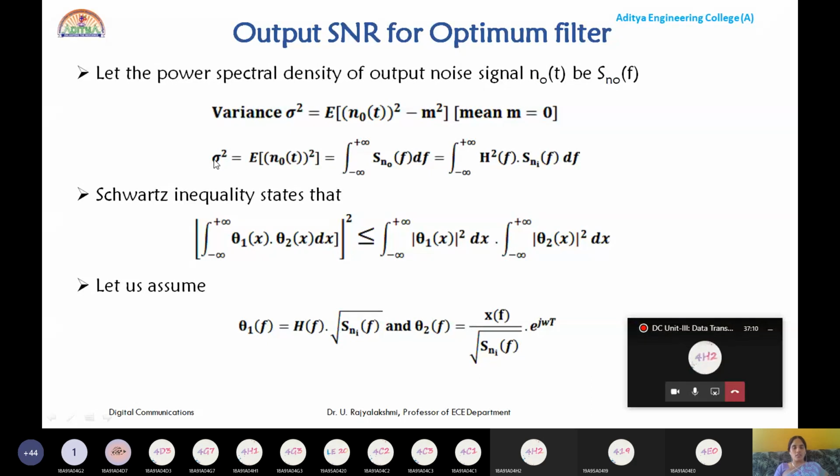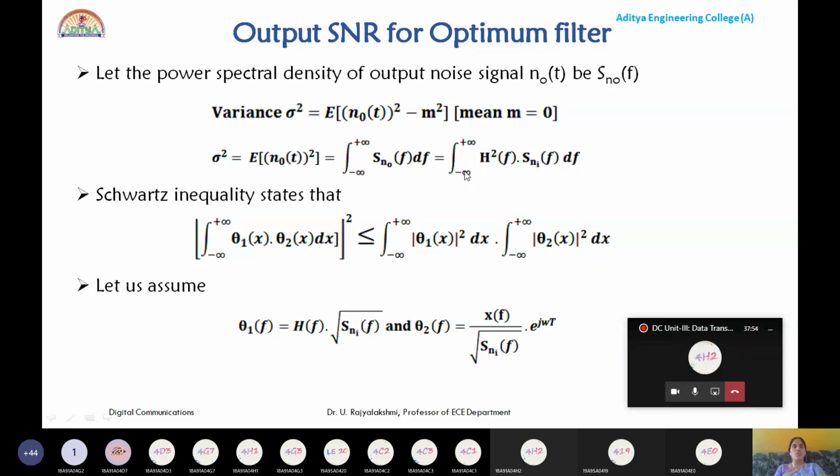You know that in the baseband signal receiver we defined the mean square value of the noise signal as the noise power. And it is equal to the integration of its power spectral density. So that's why integral minus infinite to plus infinite Sn naught of f into df. Already you know what is Sn naught of f. What is Sn naught of f? Square of the transfer function multiplied by Sni of f df.